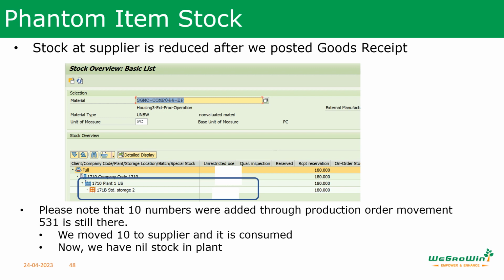Stock at supplier has now become 0 because we received all these 10 back, right? So we added the stock, we sent it to them, he processed it and sent it back. Now we have nil stock of that metal anywhere in the plant, because we just created it, it went to the supplier, he processed it, and sent it back. So there is nil stock.